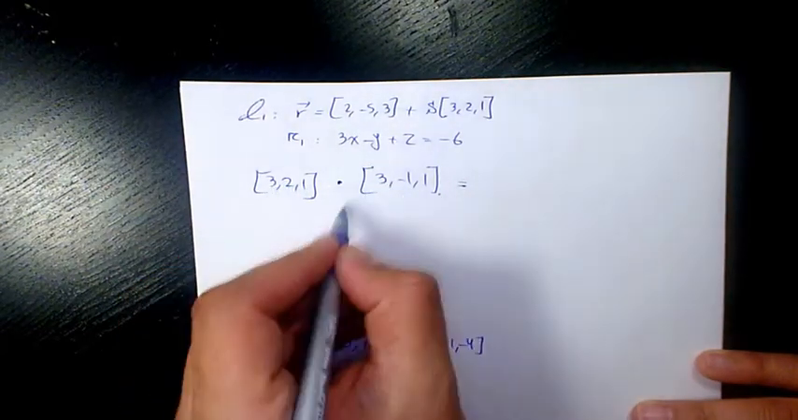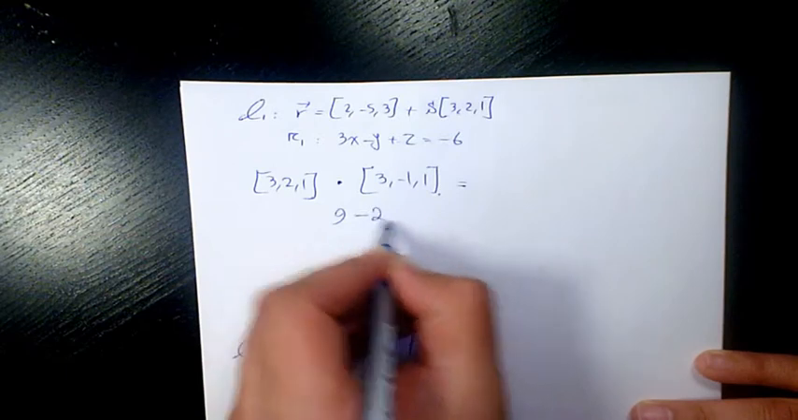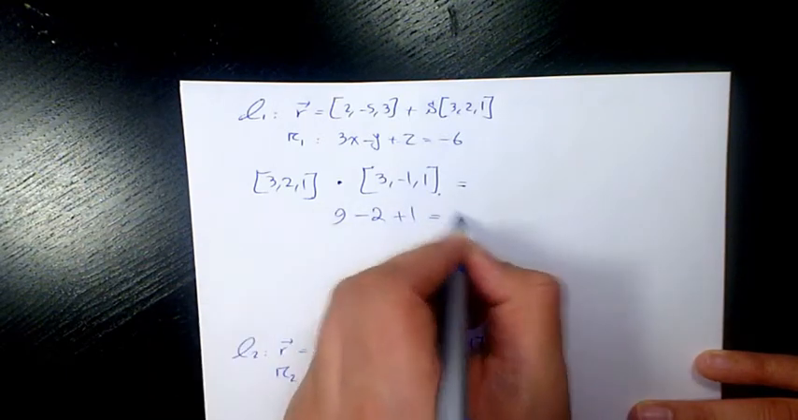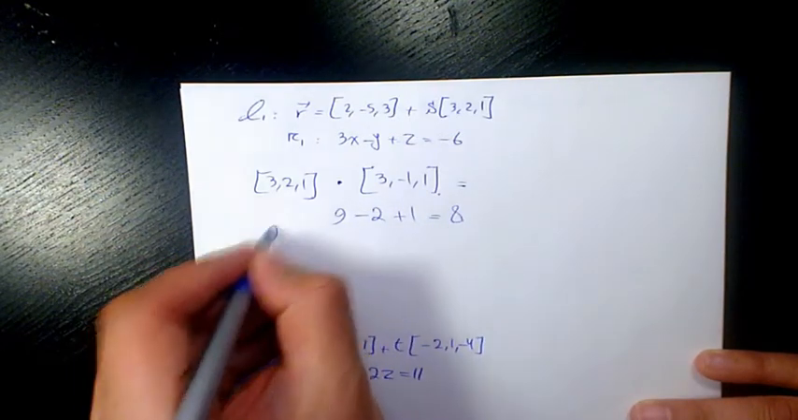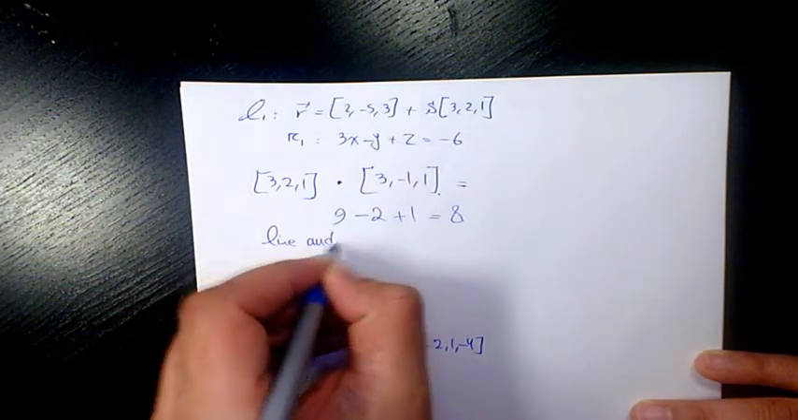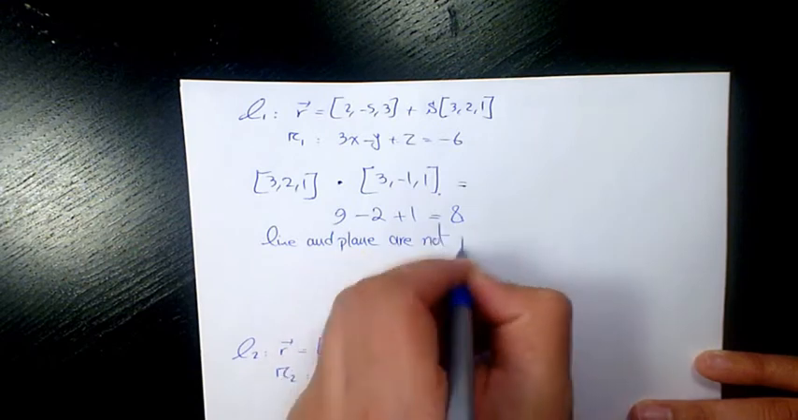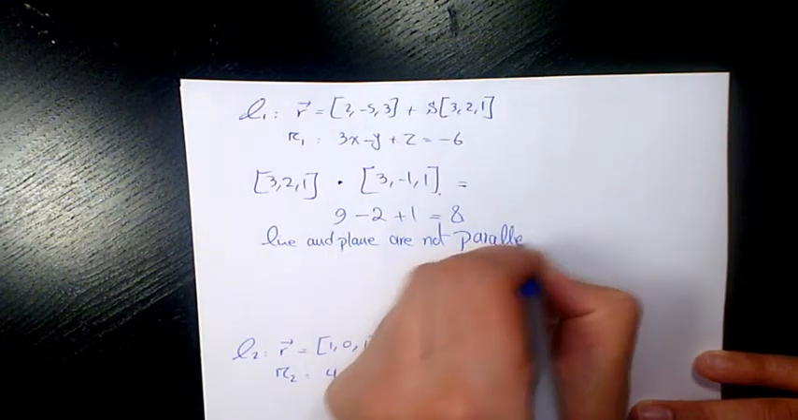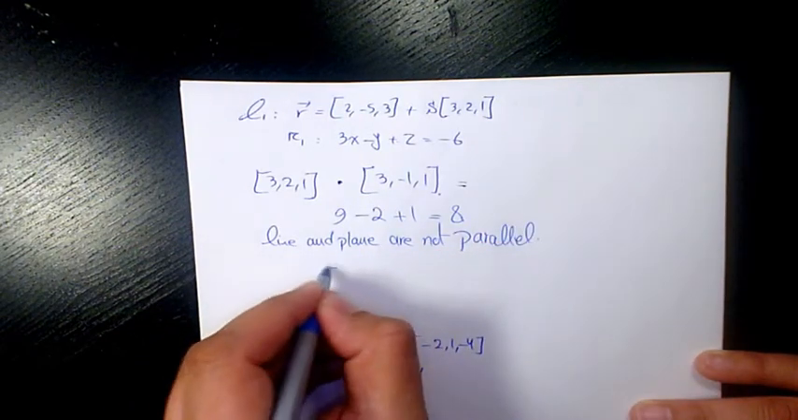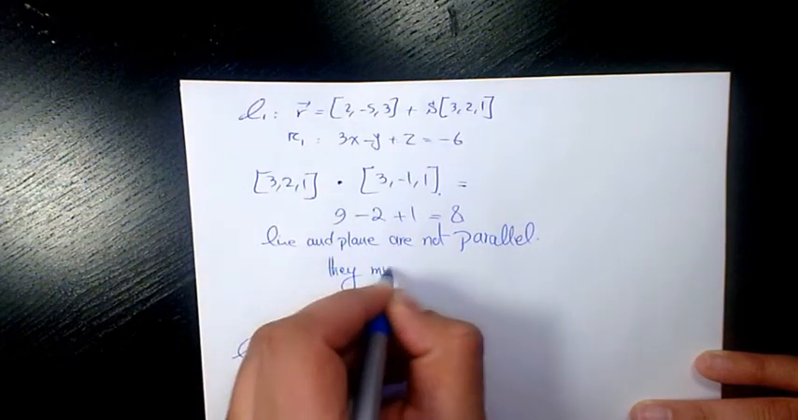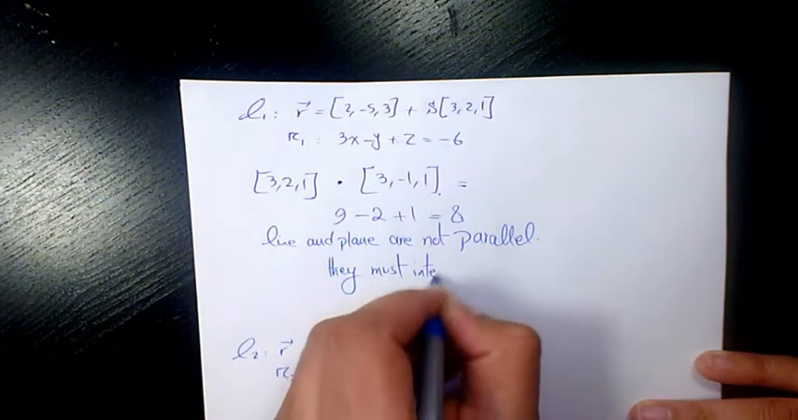So it's going to be 3 times 3, 9, 2 times negative 1, negative 2, plus 1. That's going to be 8. So it means that the line and plane are not parallel. So they must intersect.